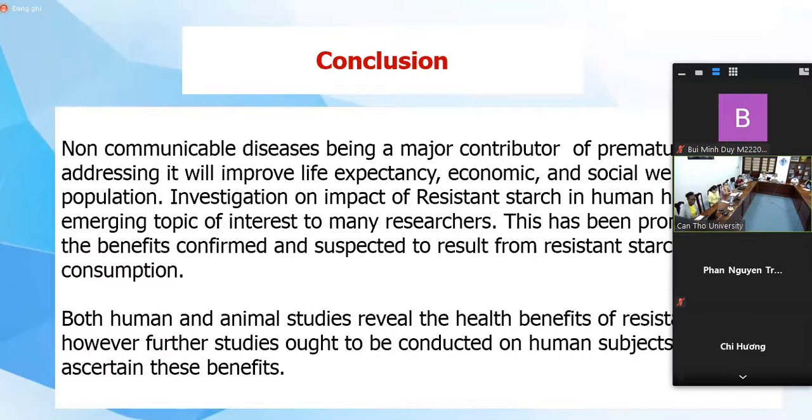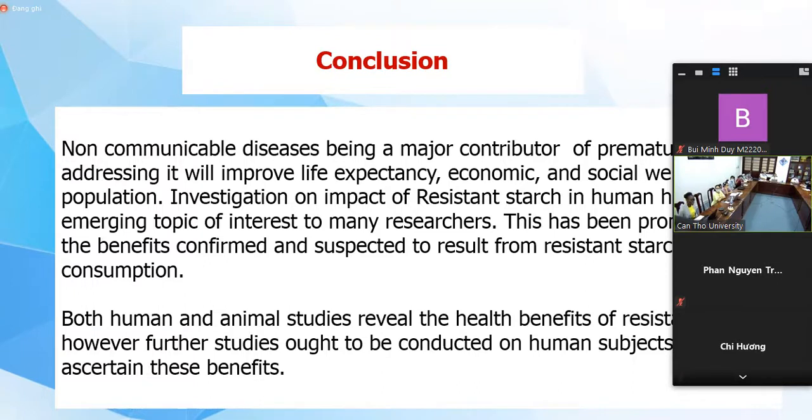So in conclusion, the reason why I am so interested in resistant starch is because of the high rise of non-communicable disease. Non-communicable disease can be a major contributor of premature deaths. Addressing it will improve the life expectancy and the economic and social well-being of the population. Investigation of the impact of resistant starch on human health is an emerging topic of interest to many researchers. This has been prompted by the benefits confirmed and suspected to result from resistant starch consumption.